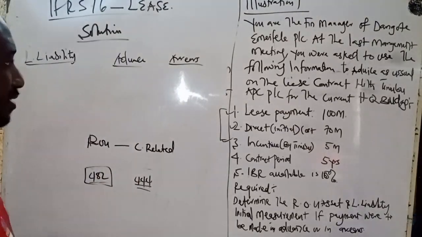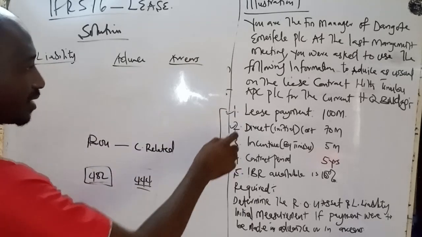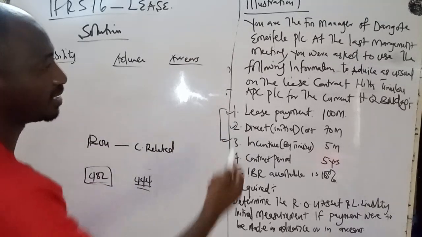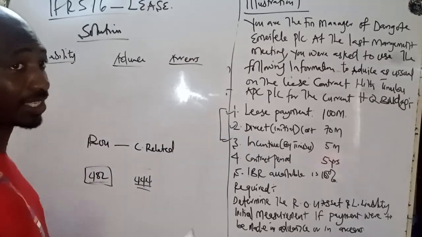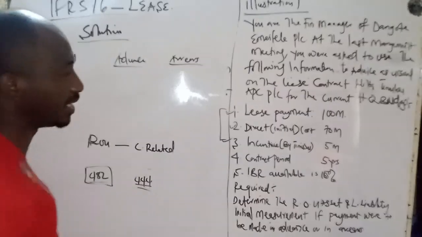Under the advance, you are going to recognize the lease payment, the direct cost, and then the incentives. Whereas under the arrears, you will not recognize this lease payment because you have not paid it. It has not gone out of your hand, but rather you recognize the direct cost and then this incentive.